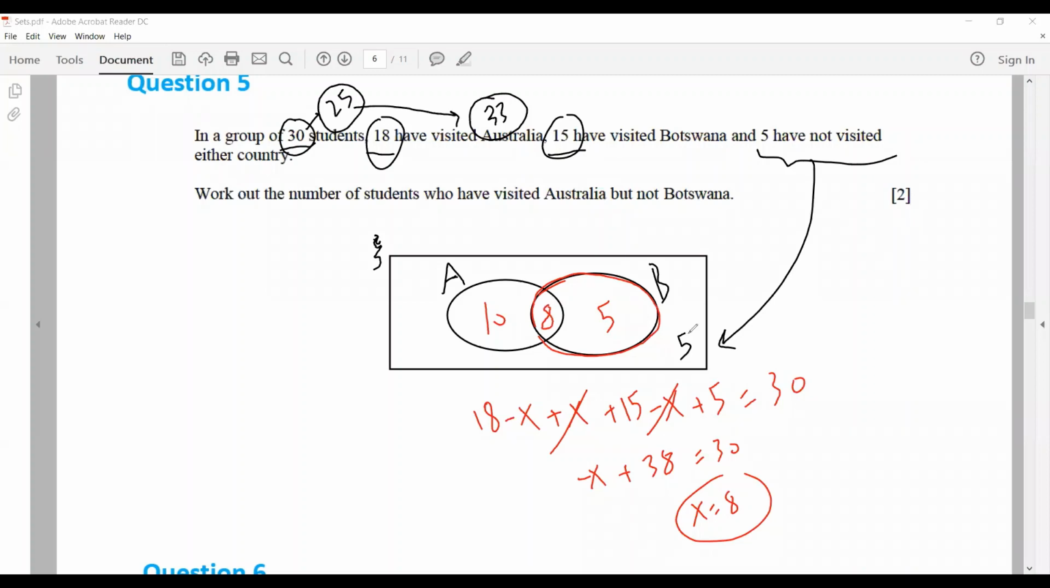And if you add all these numbers, you should get, wait a minute, 15 minus 8 is, sorry, 7. Yeah, if you add all these numbers, you should get 30, the total number of students in the group. So the answer to this question is 10. All right, let's move on to the next question.